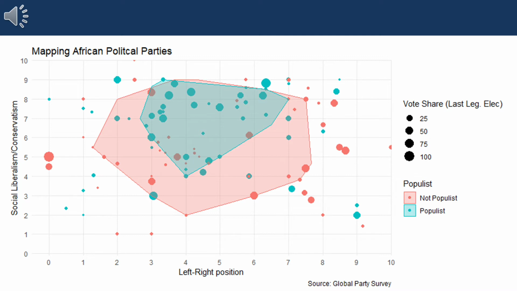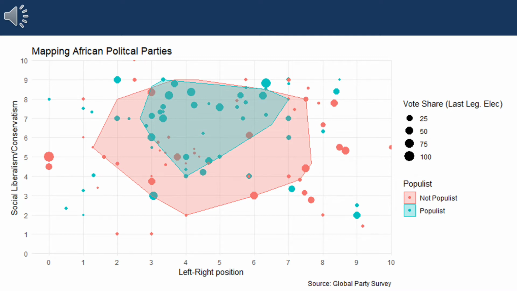And what I've done is I've mapped every party in Africa that had values entered in the data set on a standard left-right spectrum on the x-axis, and the y-axis shows social liberalism or social conservatism, 10 being socially conservative. The size of the dot corresponds to the party's vote share in the previous legislative election, and the colour represents whether they're classed as populist or not.